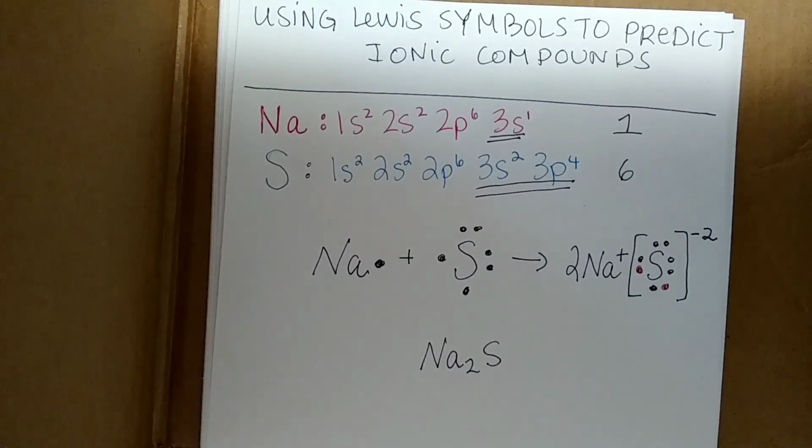So basically all of this is to show that Lewis theory is capable of predicting the correct chemical formulas for ionic compounds.